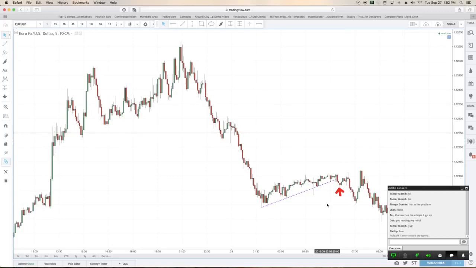Yeah, and we've all done it. I've done it too. I used to do that all the time. And that really messes you up because you're not looking at the chart. You're just looking at your account balance.